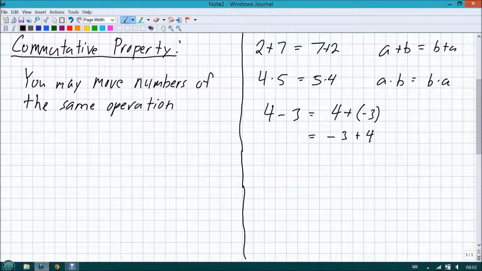So we can use the commutative property to move numbers around so that we can get things to be associated with each other, which brings us to the next property, which is the associative property.